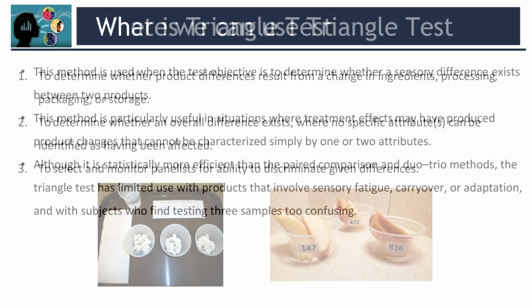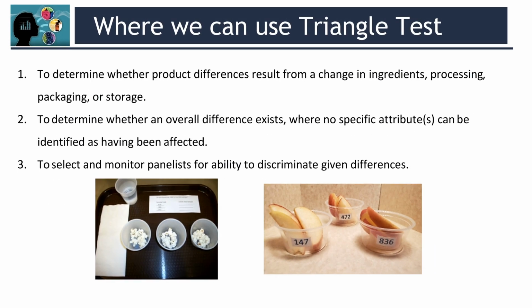Now let's see where we can use the triangle test. To determine whether product differences result from a change in ingredients, processing, packaging, or storage. To determine whether an overall difference exists, where no specific attributes can be identified as having been affected. And to select and monitor panelists for ability to discriminate given differences.